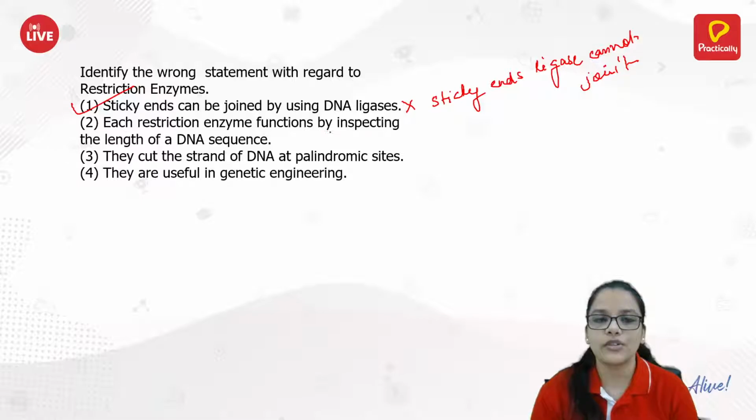Each restriction enzyme functions by inspecting the length of DNA sequence. This is correct. They cut DNA at palindromic sites. They're useful for genetic engineering. True. So the answer is 1.